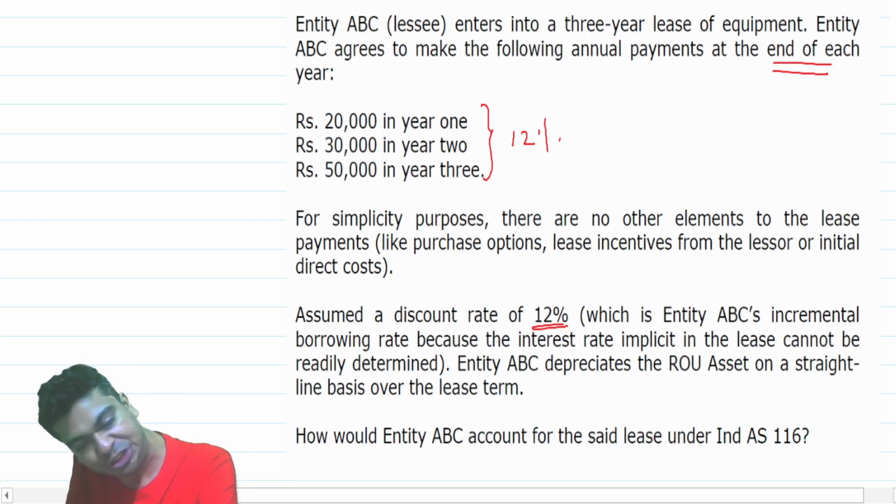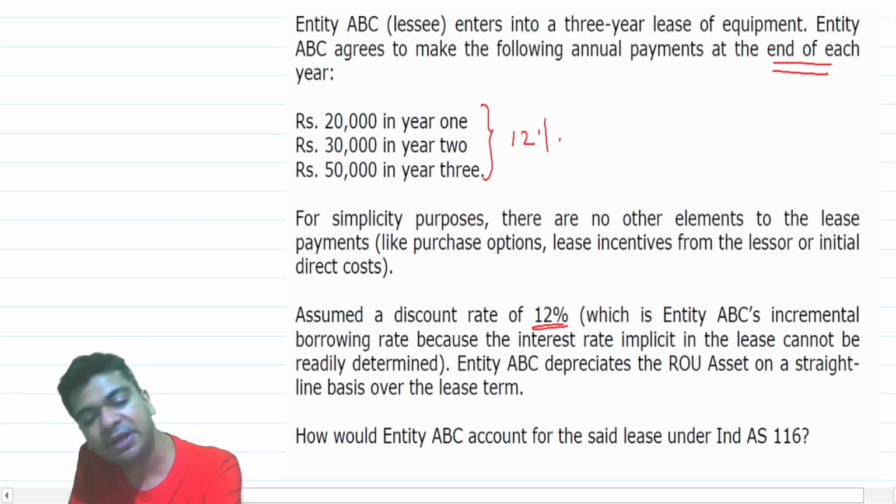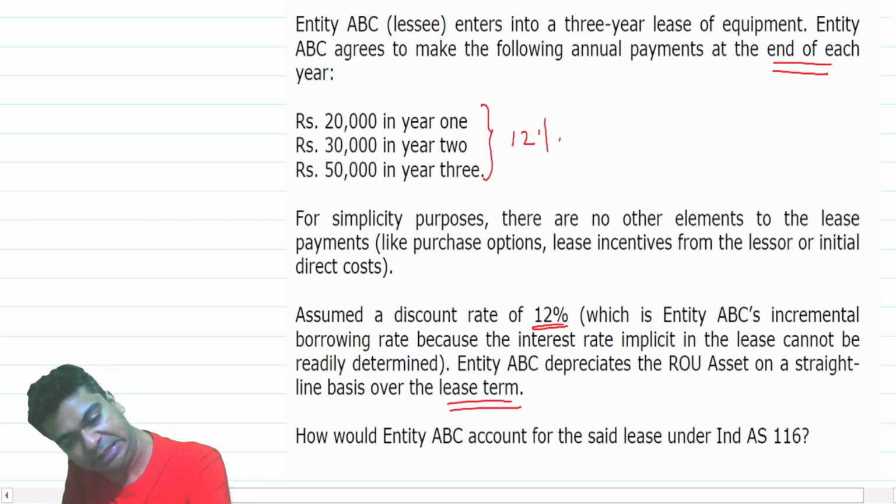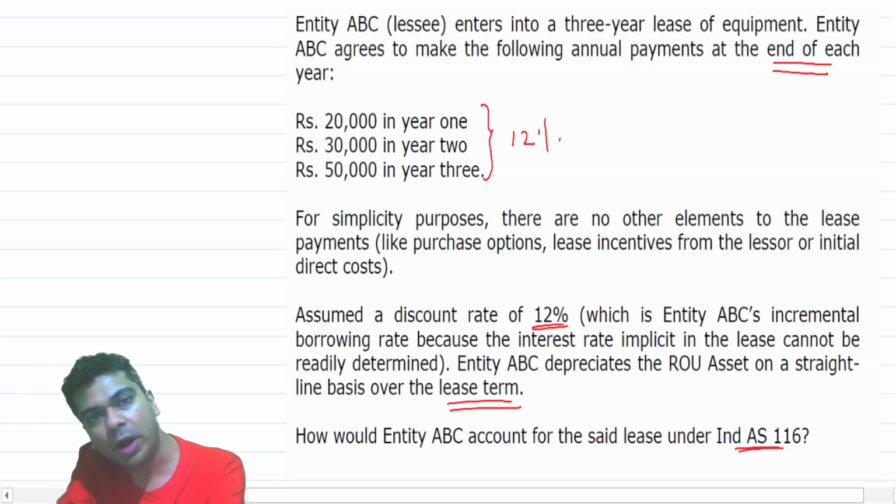Entity ABC depreciates the ROU asset on a straight line basis over the lease term. How would entity ABC account for the said lease under Ind AS 116?